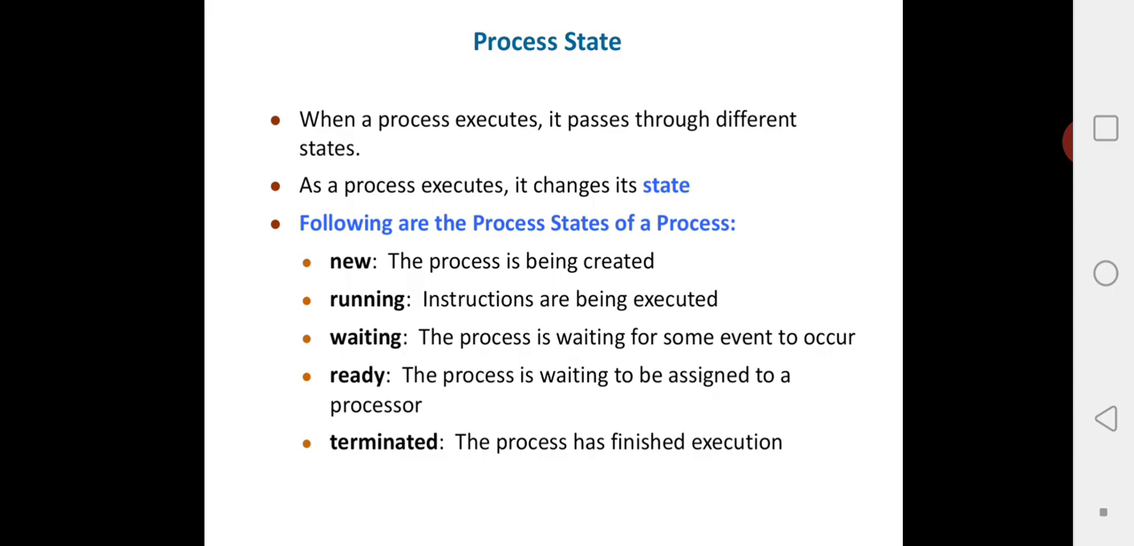The process has finished its execution. So once again we will go through this. There are 5 states. One is a new state, that is nothing but when the process is created. Running means actually the process has started the execution. Waiting means the process is waiting for certain events to occur. Ready means the process is waiting for a processor to be assigned to it. And the last one is terminated, which means the process has completed its execution.